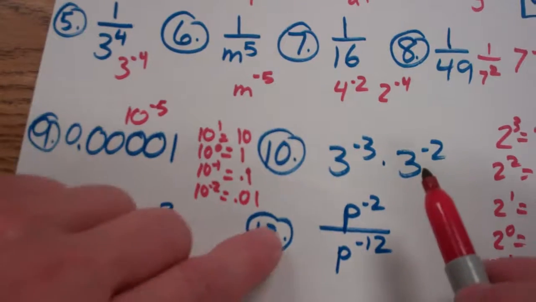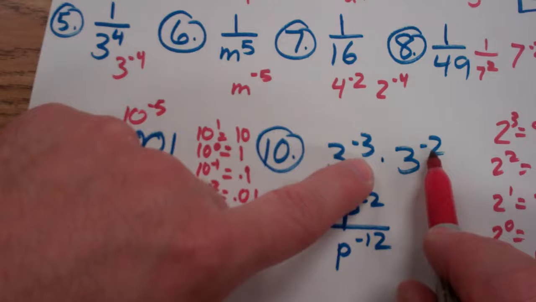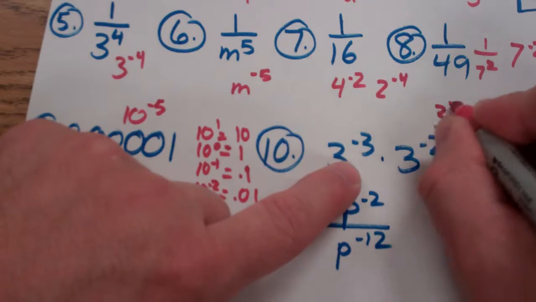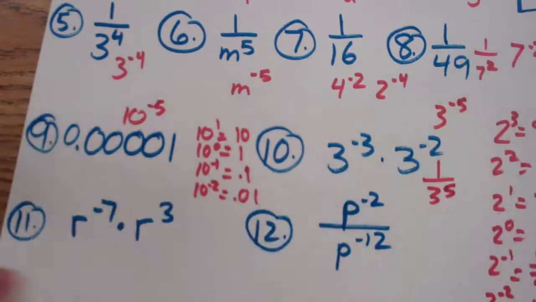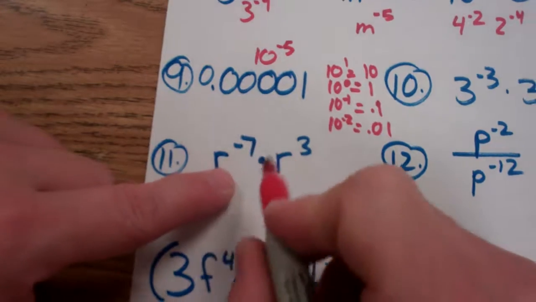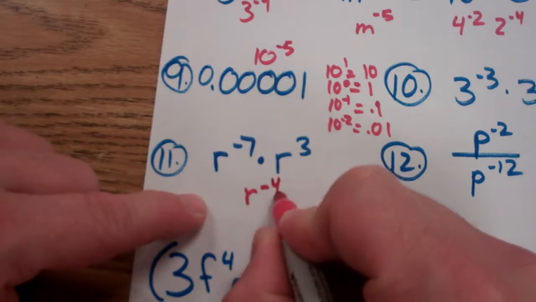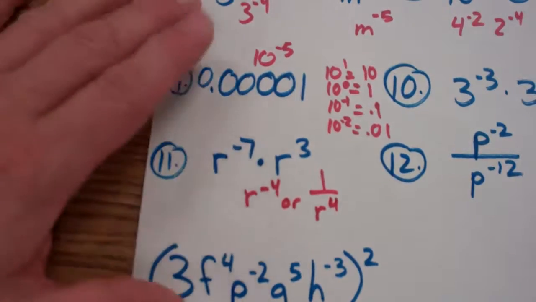Number 10. This goes back to what we learned the other day. Same base, so I can just add these. I use my integer rules. So that would be 3 to the negative fifth power, or I could write it as 1 over 3 to the fifth power. Same thing on this one. Use your exponent rules. I would end up with r to the different signs, subtract, sign of the larger, r to the negative fourth, or 1 over r to the fourth.